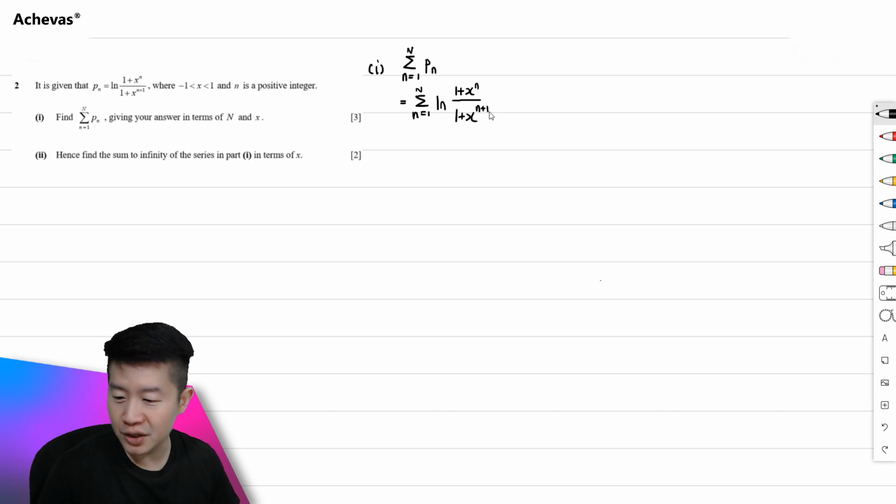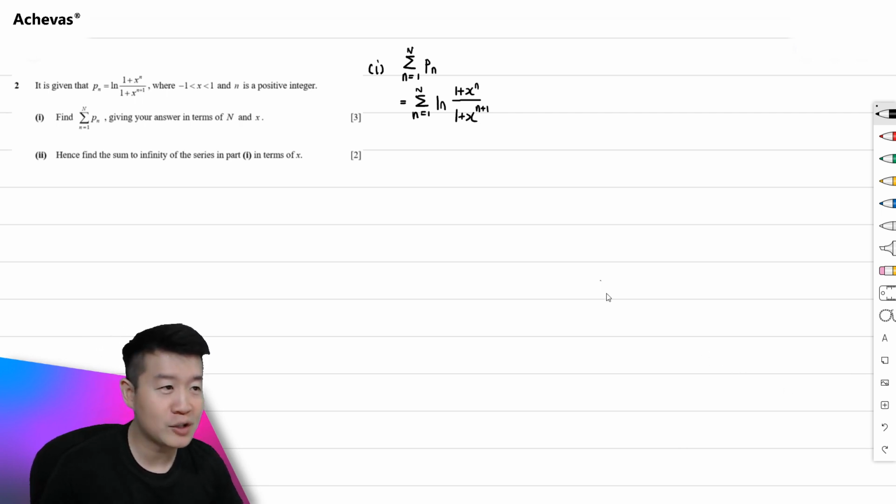If it is pattern recognition, then I guess what we can try to do is to make use of the method of difference. So in order for us to trigger the method of difference, we need something minus something. And we have ln of something divided by something, which means that I can also rewrite this as summation from n is equal to 1 all the way until N of ln of (1 plus x to the power of n) minus ln of (1 plus x to the power of n plus 1).